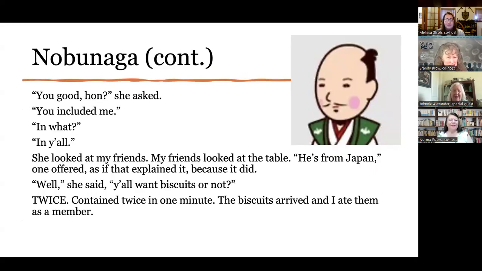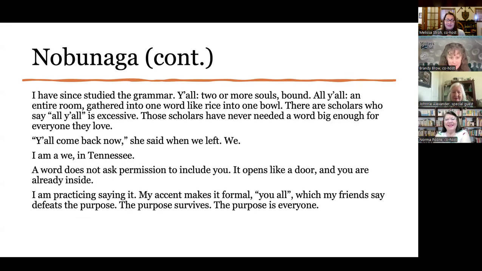"You good, hun?" she asked. You included me. In what? In y'all. She looked at my friends. My friends looked at the table. "He's from Japan," one offered, as if that explained it, because it did. "Well," she said, "y'all want biscuits or not?" Contained twice in one minute. The biscuits arrived and I ate them as a member. I have since studied the grammar.